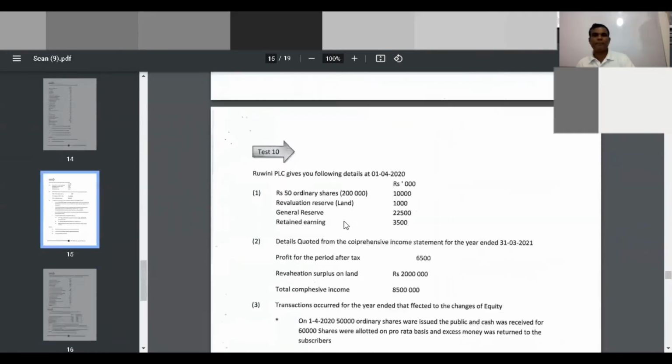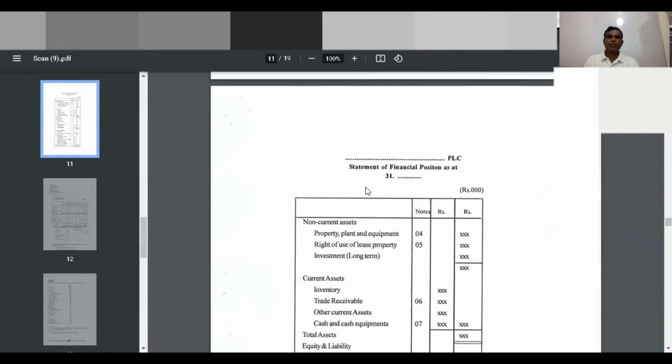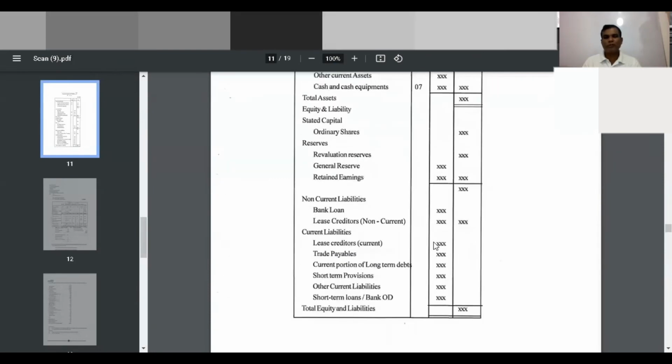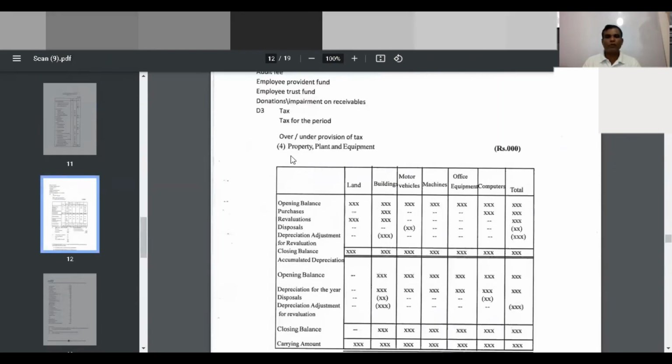I'll explain once again. Normally, here you can write it as Rohini PLC. Statement of financial position as at 31st 2021, rupees 1,000. Here you see non-current assets. Normally, non-current assets are concerned in the face. This is what you call the face of the financial position. In the face, you have to show only property, plant and equipment as a total. Let's look at that fourth note. Now, this is the note. Fourth note is concerned.